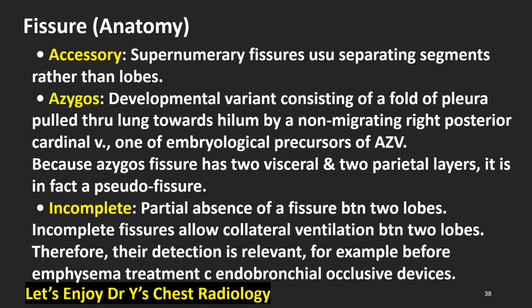Incomplete: partial absence of a fissure between two lobes. Incomplete fissures allow collateral ventilation between two lobes. Therefore, their detection is relevant, for example, before emphysema treatment with endobronchial occlusive devices.